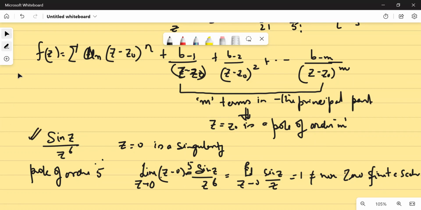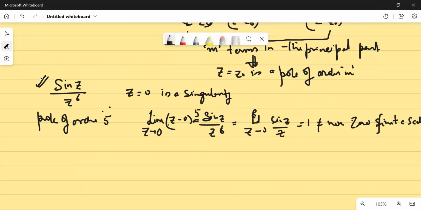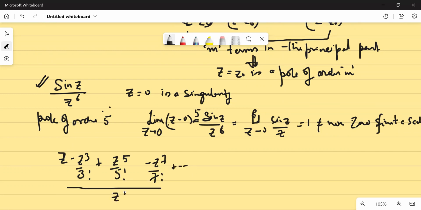Okay. Now, how to see this particular thing with the help of the Laurent series? So sin z upon z raised to power 6, how would you say? You just write the series representation: z minus z cube upon 3 factorial plus z raised to power 5 by 5 factorial minus z raised to power 7 upon 7 factorial, and so on and so forth, divided by z raised to power 6. What you would get is 1 upon z raised to power 5, then minus 1 upon 3 factorial z square, then 1 upon 5 factorial times 1 over z, and then you will have some regular terms.